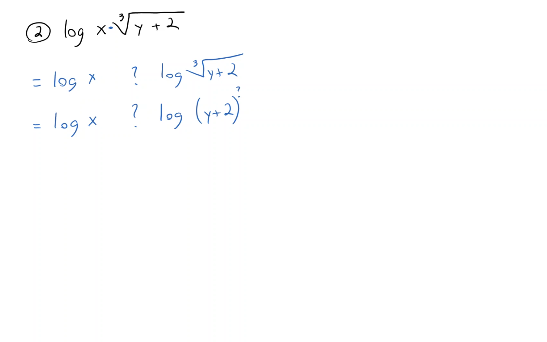And finally, the last step will be, now that you've got an exponent in the argument, to turn your exponent into multiplication. So your final answer is going to be log of x, some operation, some coefficient times the log of y plus 2. So pause the video and see if you can work out the details of that one. After you've got both problems worked out, come back and check your answers.